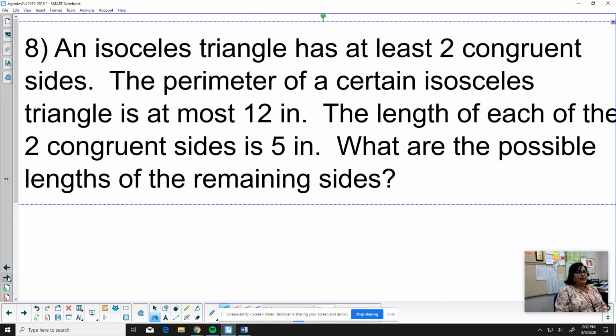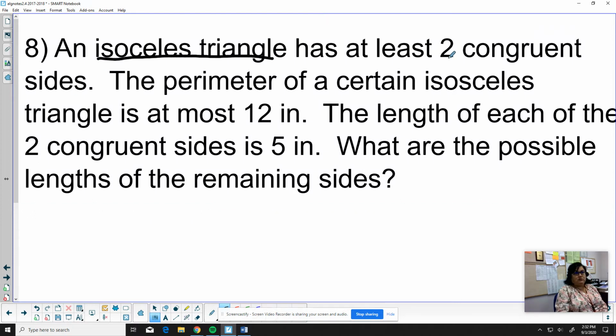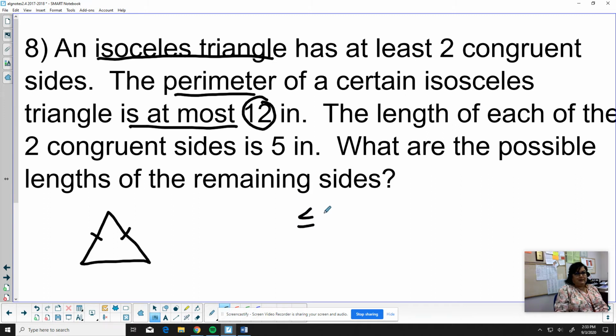Okay, let's look at number 8. It is a story problem. So it says an isosceles triangle has at least 2 congruent sides. So if I drew one, congruent means same size, same shape. These are going to be equal sides. The perimeter of a certain isosceles triangle is at most 12. Okay, so the most it can be is 12.